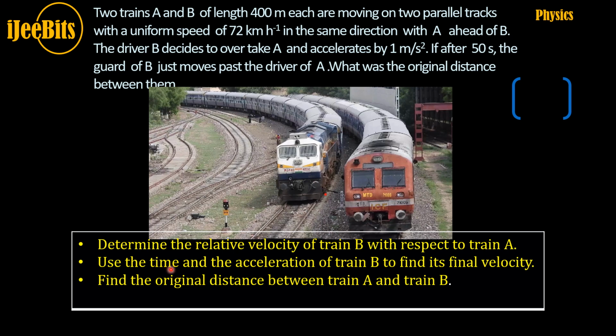Anyway, we know time and acceleration of train B, and we will find the final velocity by using the equation v is equal to u plus at. Once we get the final velocity, with this velocity train B passes train A. So all we need to know is the original distance between them. When we know the speed and time, we can find the distance. Distance is equal to speed into time. That is how we solve the problem.